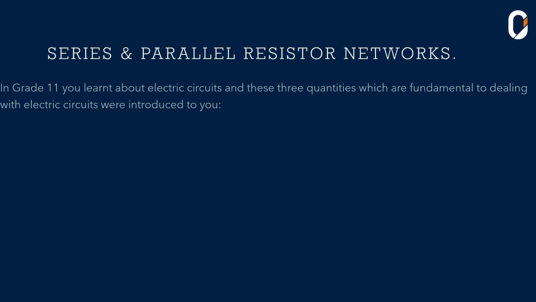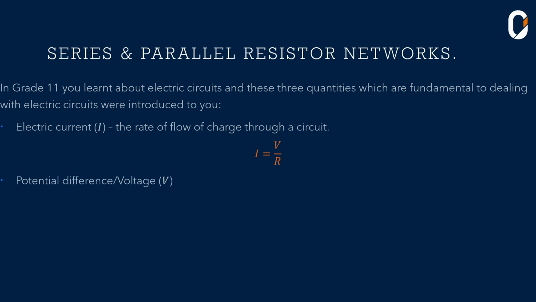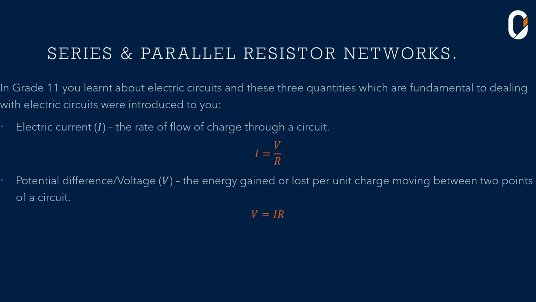In grade 11, you learned about electric circuits, and these three quantities which are fundamental to dealing with electric circuits were introduced to you. First one is the electric current, which is represented by capital letter I, and that is defined as the rate of flow of charge through a circuit, and its formula is I is equal to V over R as derived from Ohm's law. The second one is potential difference or voltage, represented by capital letter V, and that is defined as the energy gained or lost per unit charge moving between 2 points of a circuit, and its formula is V is equal to I multiplied by R as per Ohm's law.